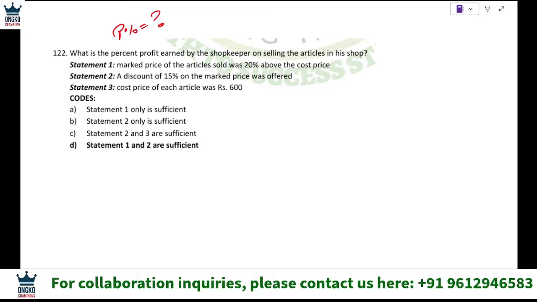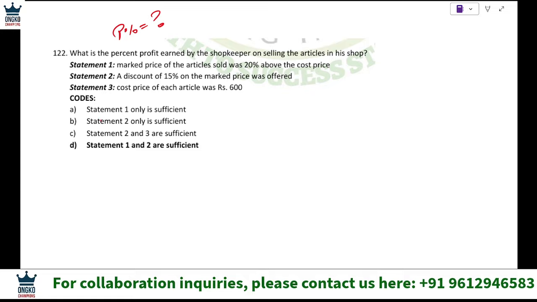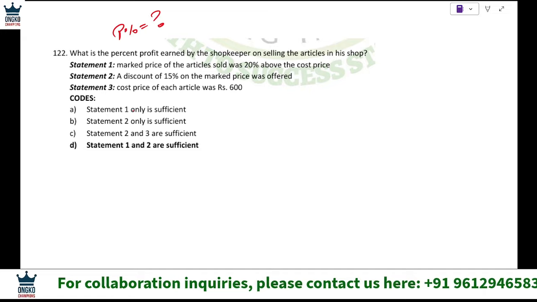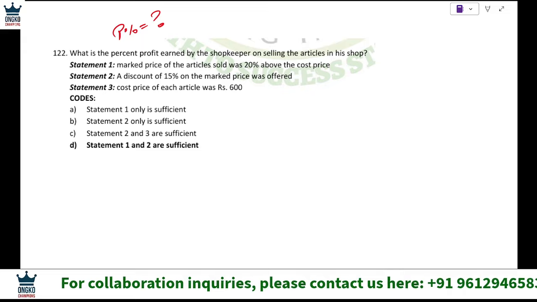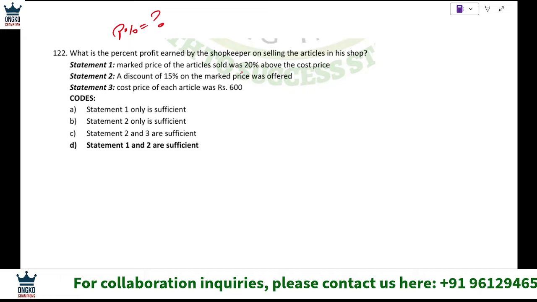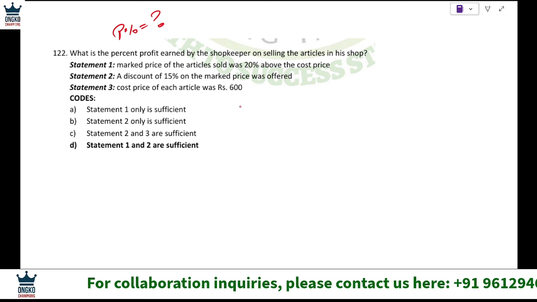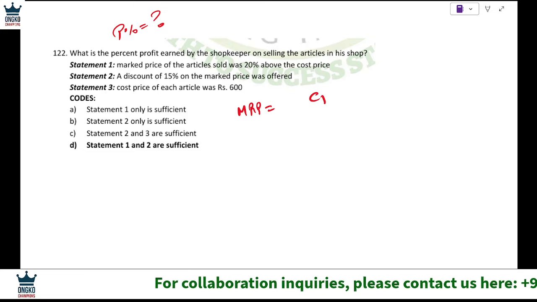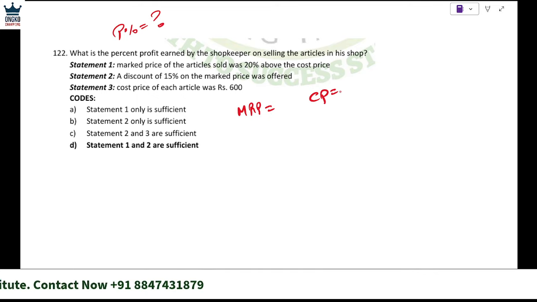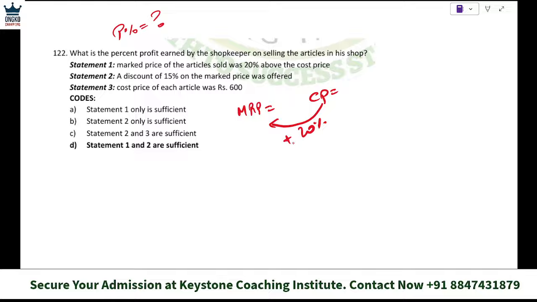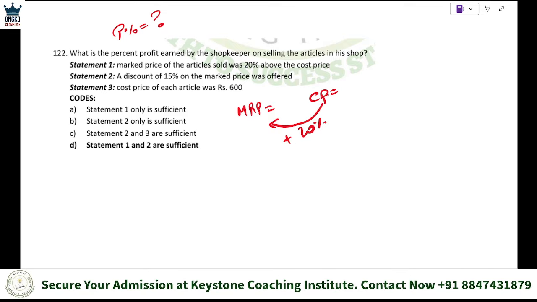Now statement 1: the marked price, MRP, is 20% above the cost price. So from this information itself we cannot find it, because we do not know the exact value of the MRP or the exact value of the cost price. As per the question, the only given information is 20% above the cost price. So statement 1 alone is not sufficient.